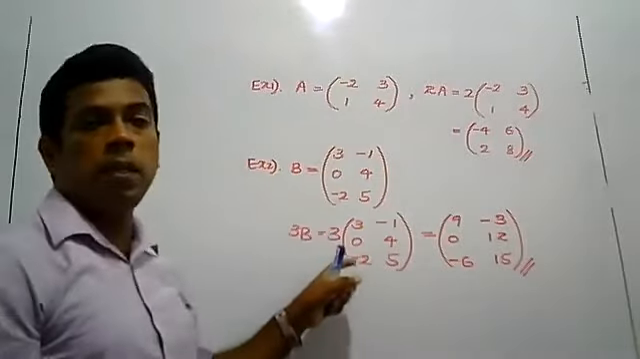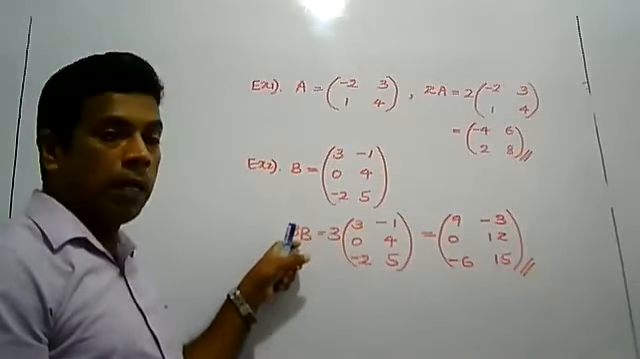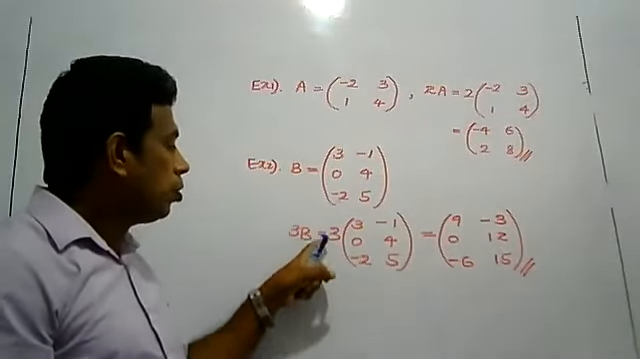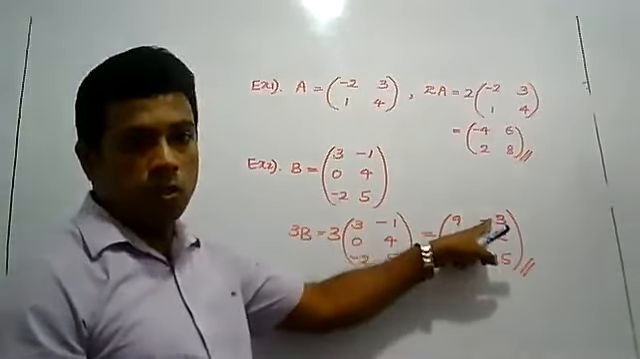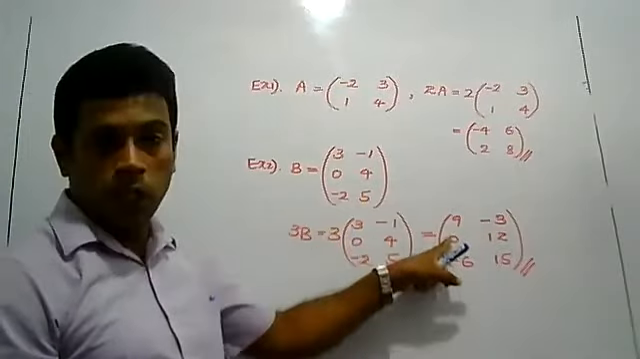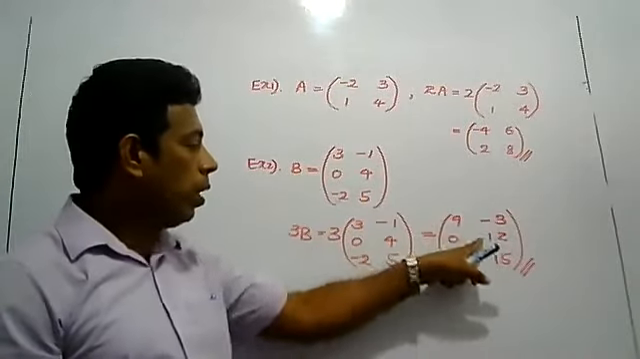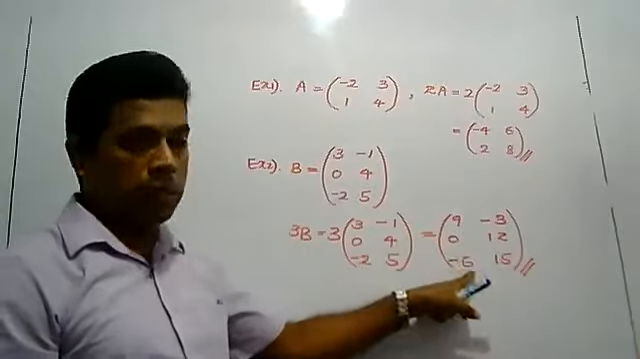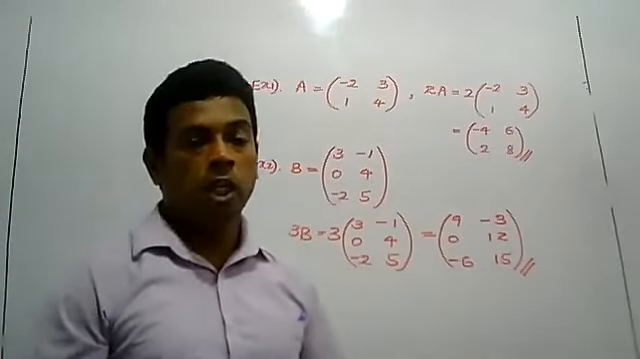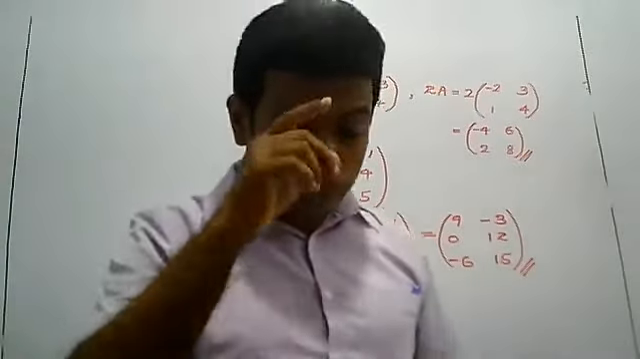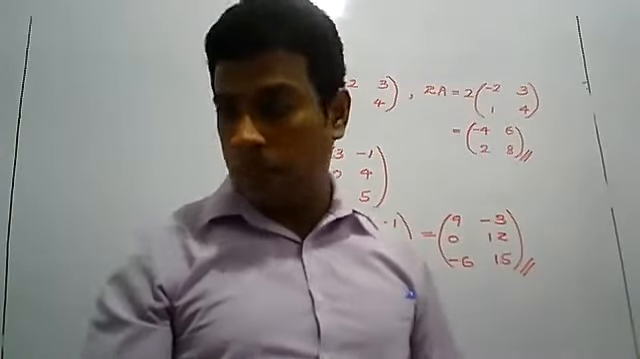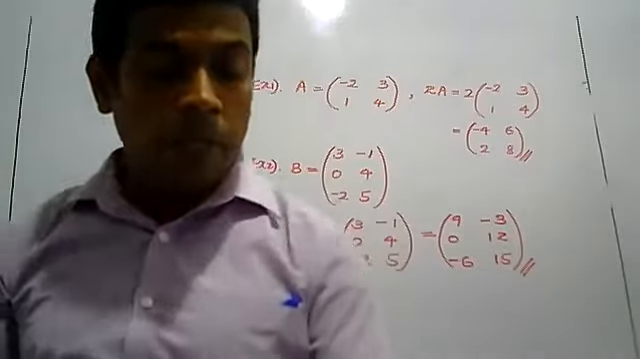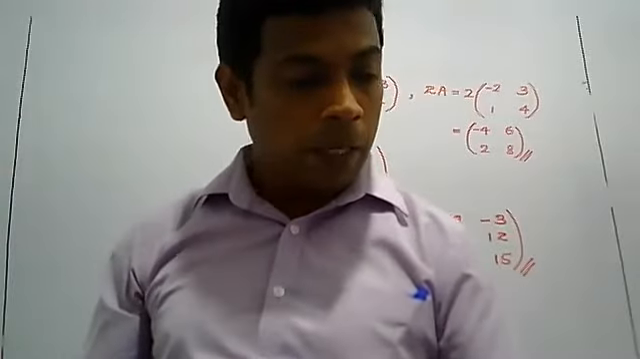So, matrix B, when we multiply it by 3, the answer: 3 into 3, 9; 3 into minus 1, minus 3; 3 into 0, 0; 3 into 4, 12; 3 into minus 2, minus 6; 3 into 5, 15, right? Now I have completed all the theory part of the lesson other than the multiplication of matrices. That theory part I have given on my paper separately.